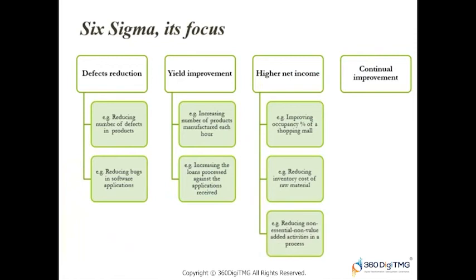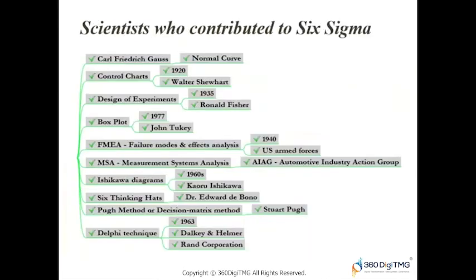Six Sigma also focuses on reducing non-essential, non-value added activities in a process. We'll discuss this in detail in value stream mapping, which is, by the way, a lean concept, which finds its roots deep into Six Sigma nowadays. All right, let us look into the history and evolution of Six Sigma a little.